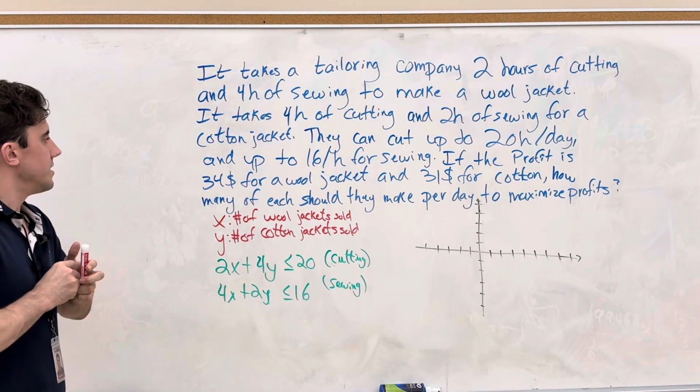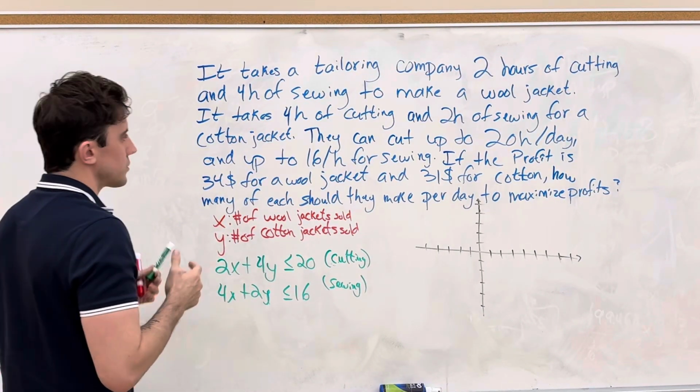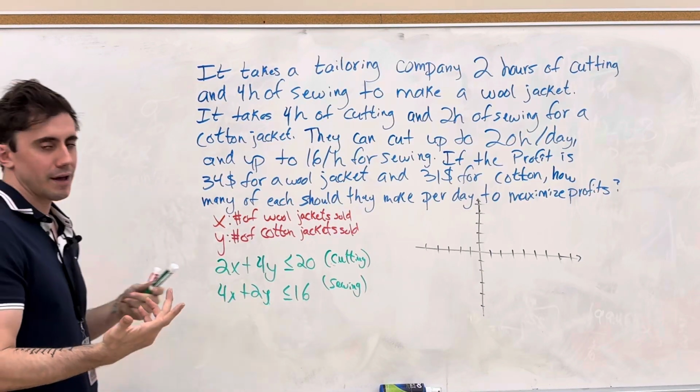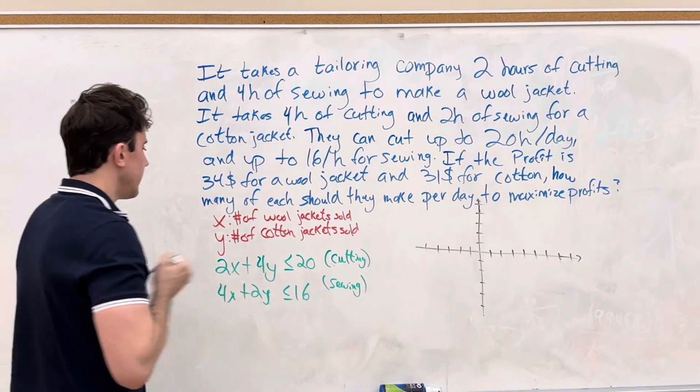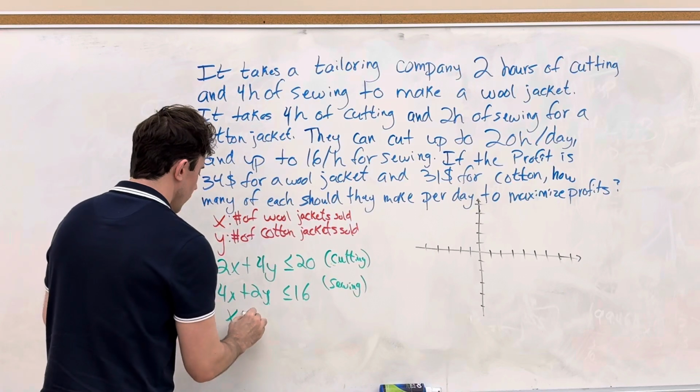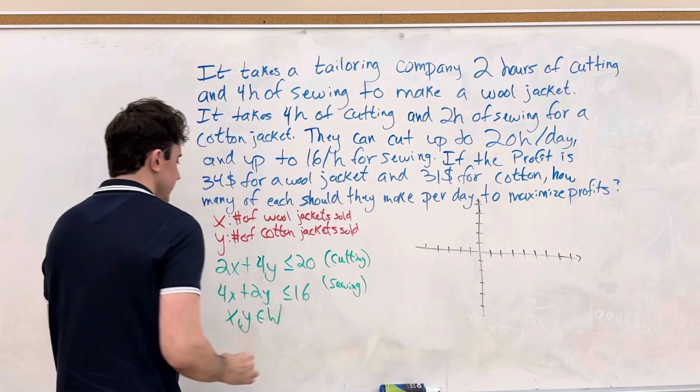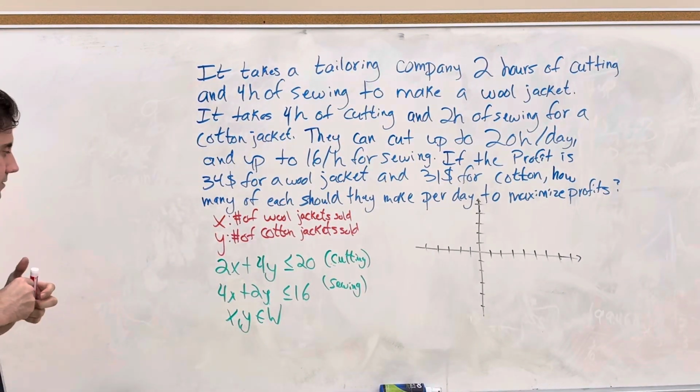Now, we can also state that, of course, we can't sell decimal amounts or negative amounts of jackets. And so obviously we can say that X and Y both need to be restricted to whole numbers only, for obvious reasons.